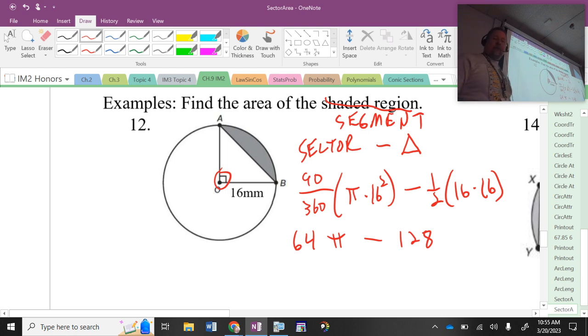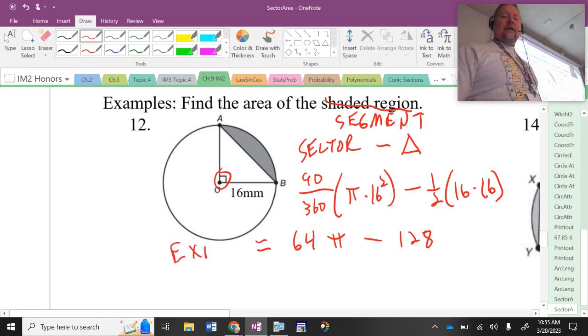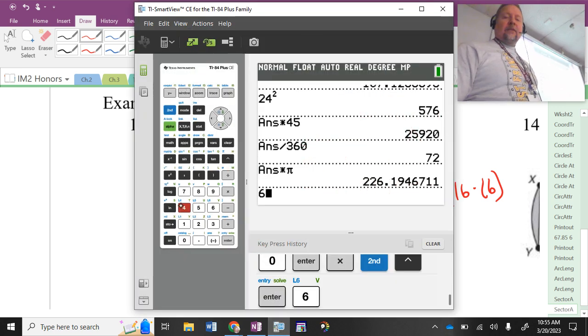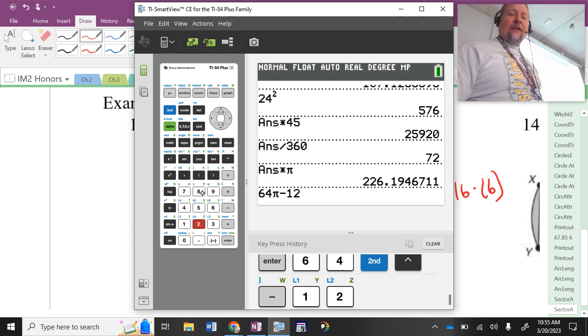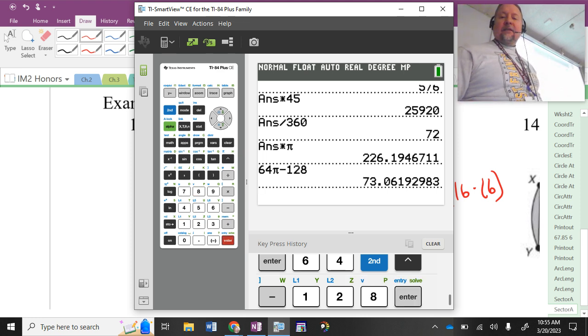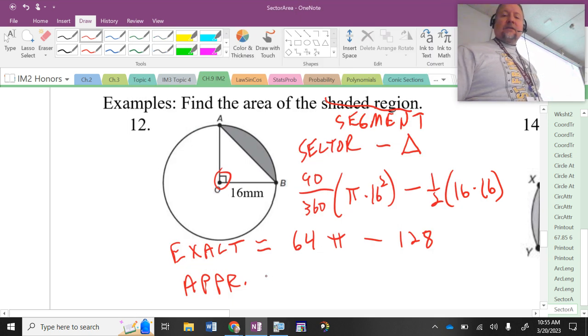Then this one I'll go to the calculator. So I'm going to do equals. And then yet again, you do not take 64 minus 128. Pi is like a variable. So when you leave this in exact form, that is it. You can do nothing more. Approximate means you touch the calculator button and calculate and get the decimal. I know that was a redundant statement there. Hopefully I don't annoy anyone anymore. 64 pi minus 128. Enter. 73.06.